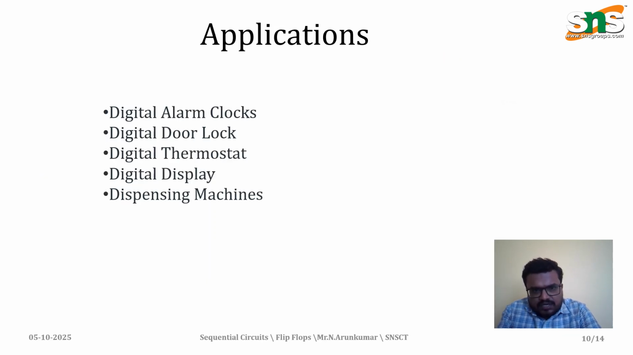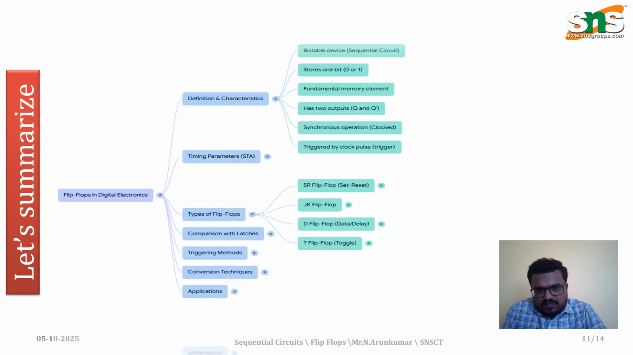Applications: digital clocks, door locking systems, thermostats, display machines and dispensing machines also use these flip-flops. In the summary, we can map the information. For example, if we want to know clearly about the JK flip-flop, then we can map the JK flip-flop so that we can understand the concept clearly.